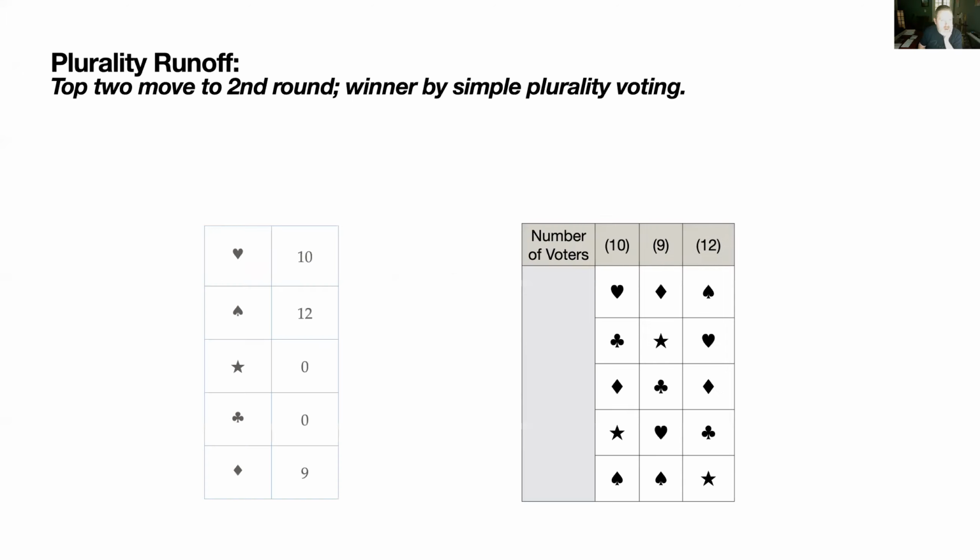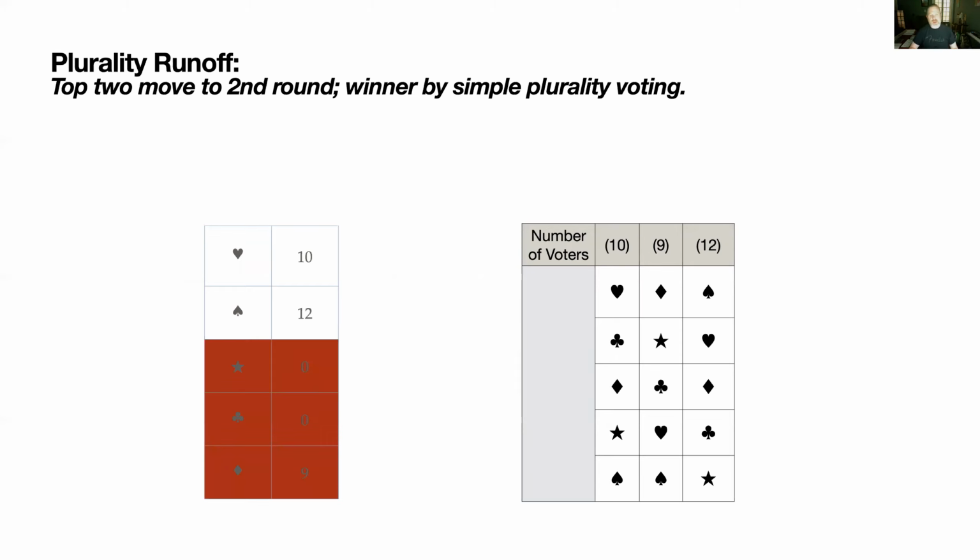Now what about the first tweak of that, plurality runoff? Well, you run the same thing in the first round. Everybody votes for their top choice. Vote totals are the same: 10 for hearts, 12 for spades, 9 for diamonds, right? But then what you do is you eliminate all but the top 2 vote getters.